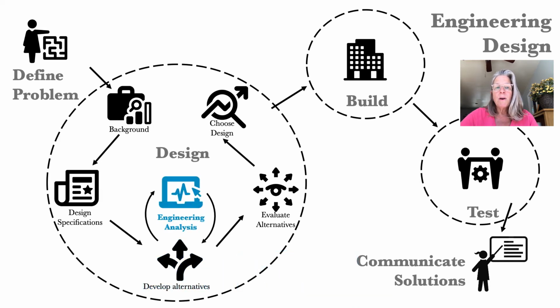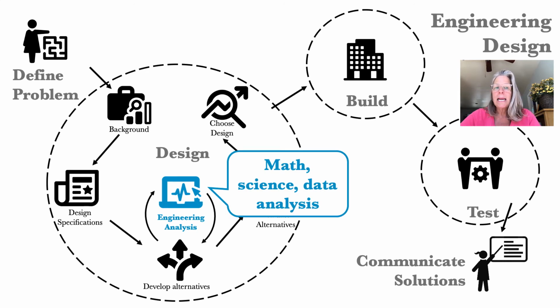And then from there, we'll do engineering analysis. So we look at these alternatives, do some calculations, do math and science and data analysis related to the alternatives to try to narrow it down to the specific alternatives we want to look at, and also to really understand the problem more. That will also possibly generate other alternatives.